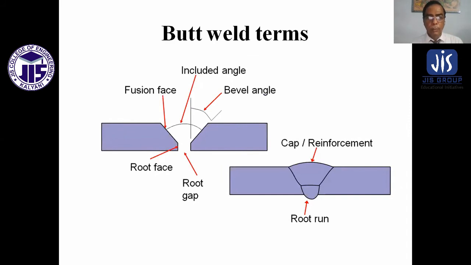Butt weld terms, that is, again, bevel angle, included angle, fusion face, both sides, root face, and root gap. On the right side is the root run, which is very important, and the cap and reinforcement. Root run is very important because deep penetration welding is required for proper joining. So the root run is very, very important for proper joining of the weld joints. It gives better strength if the root joint is correct.